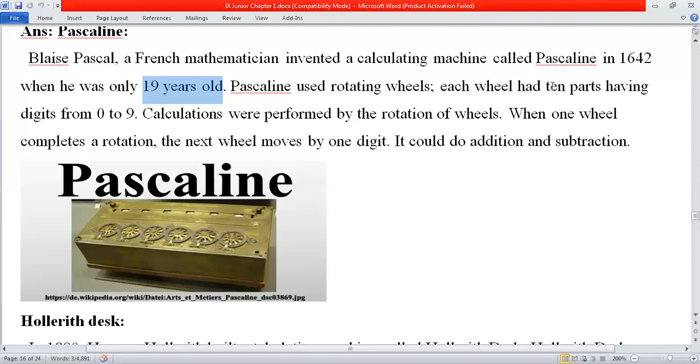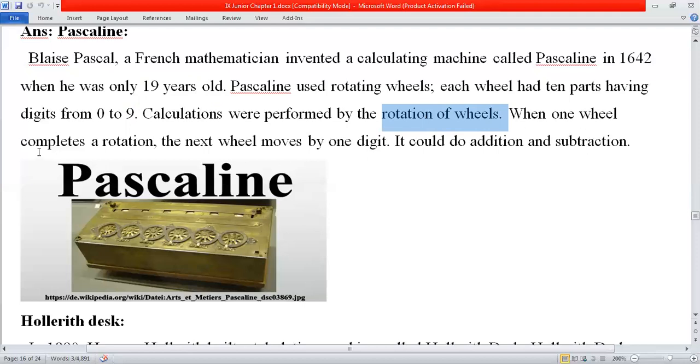Each wheel has 10 parts having digits from 0 to 9. So each wheel ranges over digits 0 to 9, the second is also 0 to 9, the third one also has digits 0 to 9, and so on. Calculations were performed by the rotation of wheels. How do they perform the calculation? When this is rotated, because it is like a gear, automatically this one will be rotated, and automatically this one. With the help of this rotation, they perform the calculation.